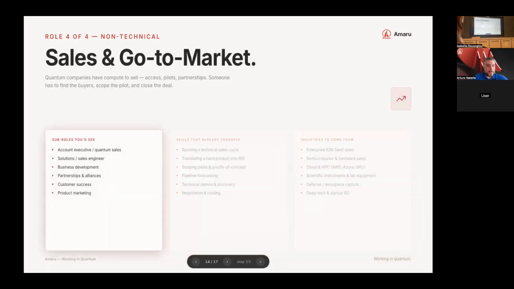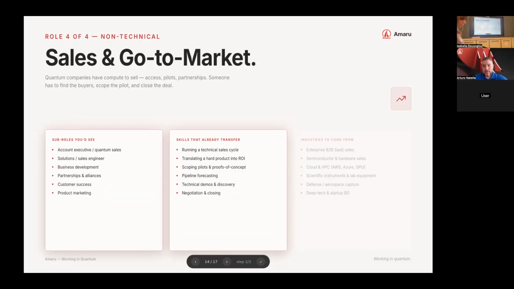And sales and go-to-market. So account execs, sales and solutions and sales engineers, business development, partnerships and alliances, customer success, product marketing. So really what you're doing is you're doing pilots, you're translating hardware specs, you're running technical sales cycles, you're negotiating, you're closing. Do you need to know the equations? I'd argue no. But again, you do need to have a working understanding of the material so that you can speak to your clients, especially if they ask you questions.